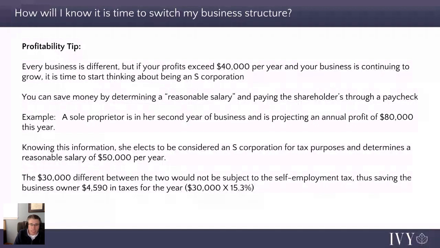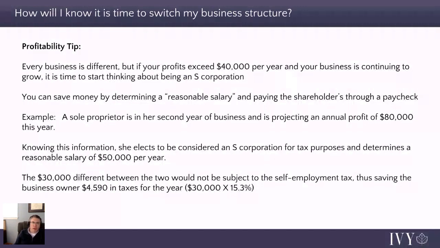The other thing I want to say is this isn't a one-time thing. So even if you reach that $80,000 profit and your business stays consistent at an $80,000 profit, you'd be saving $4,500 a year. So as you can see, this is a great, easy thing to do once you get to a certain level. We haven't even really done any tax planning, right? We're just trying to save you as much money as we can using this technique with reasonable salary.